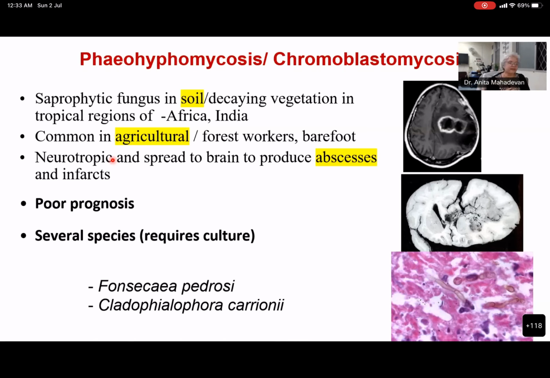So when it does come into the brain, it can do two things. Because these are large fungal hyphae, they block blood vessels and can produce these kind of nasty infarcts, or they may produce an abscess, like we saw.